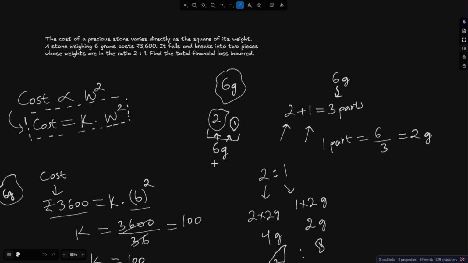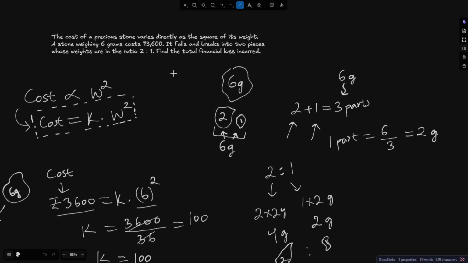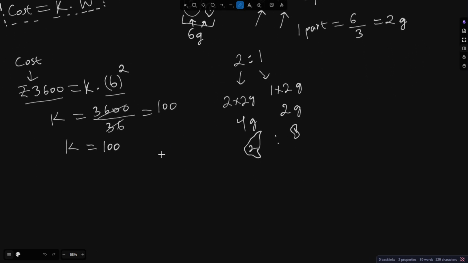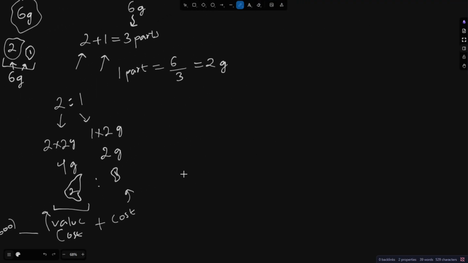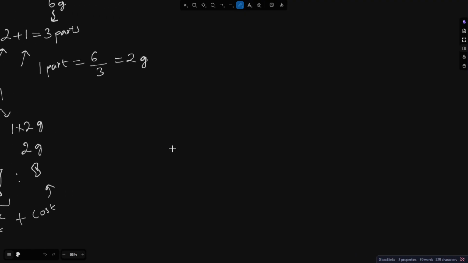Now, what do we have to do here? They're asking us to find the total financial loss incurred. It means that we have to find the cost of this one and the cost of this one, and just add them up together and subtract it from the original cost, which is 3,600. So pretty simple. Let's take it step by step.